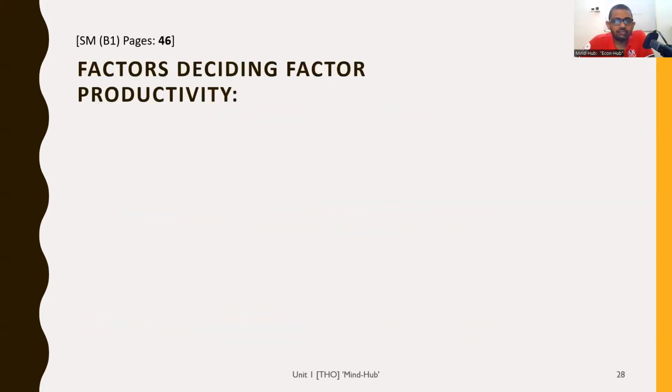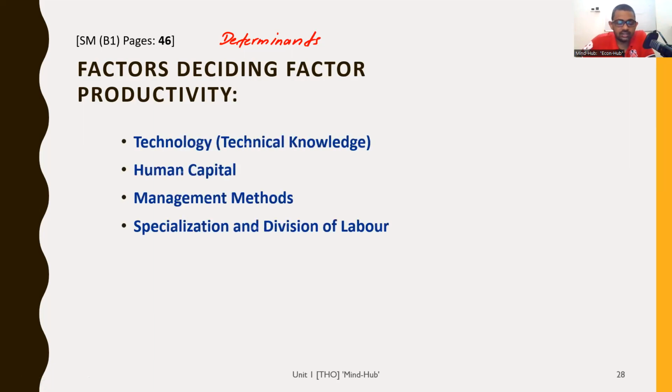Right. Factors deciding factor productivity. These are also called the determinants of productivity. Get it? Determinants. Right. Standard things. Technology. You guys can start writing also. Technology or technical knowledge. Very important determinant. Right? Very, very key determinant, we can say. A key determinant of productivity.